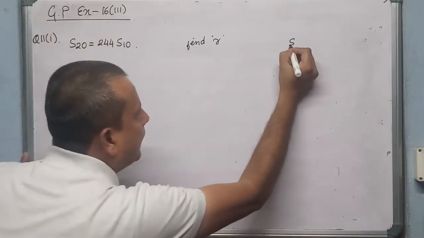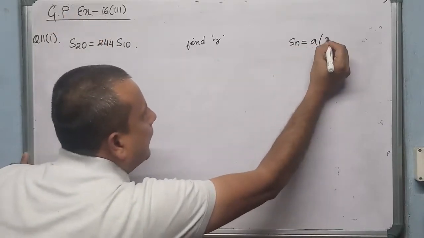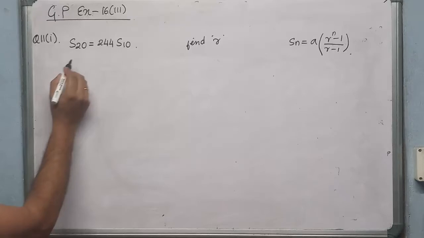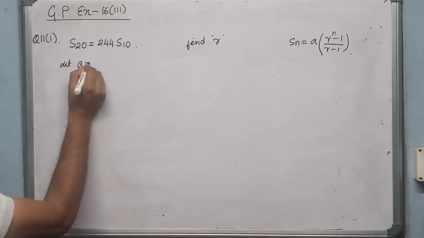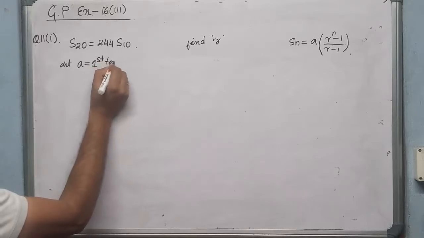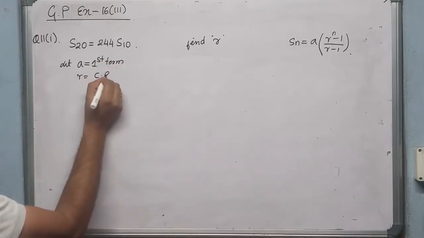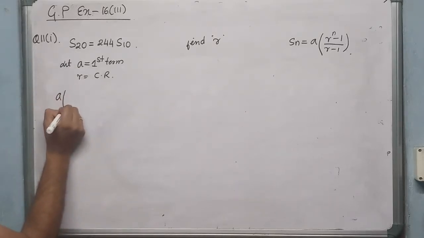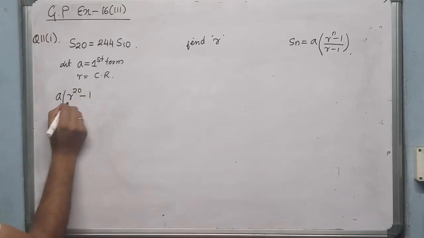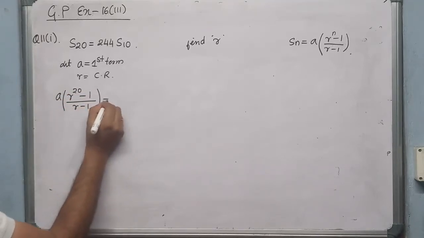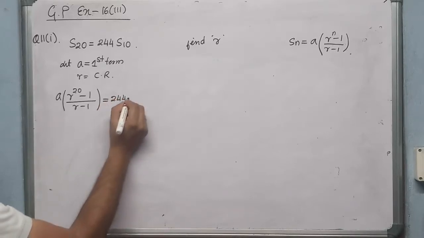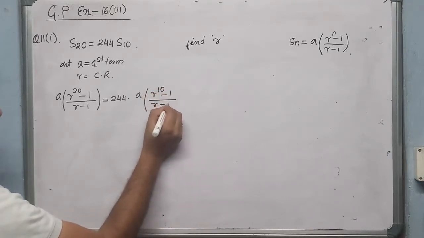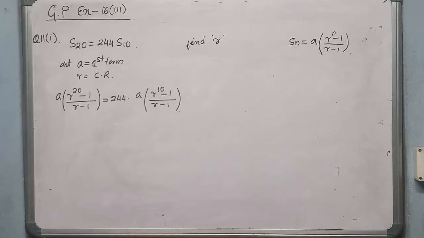For this question, the sum formula that I'll use is Sn = a(r^n - 1)/(r - 1). First of all, I'll let a be the first term and r be the common ratio. Then S20 will be a(r^20 - 1)/(r - 1) equals 244 times S10, which is a(r^10 - 1)/(r - 1). Using these relations you have to calculate the value of r.